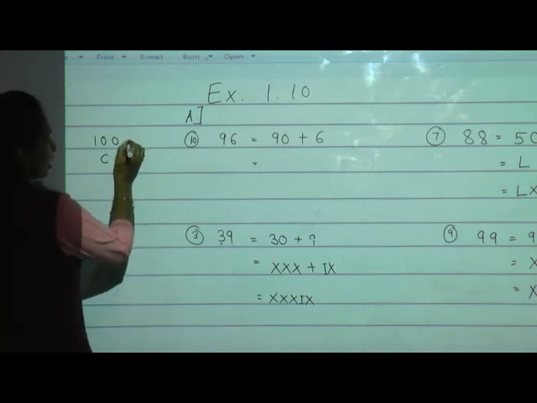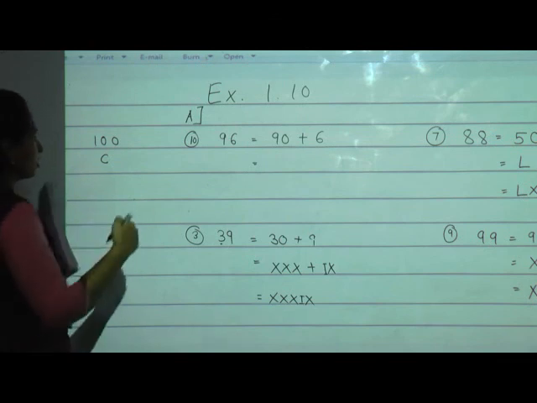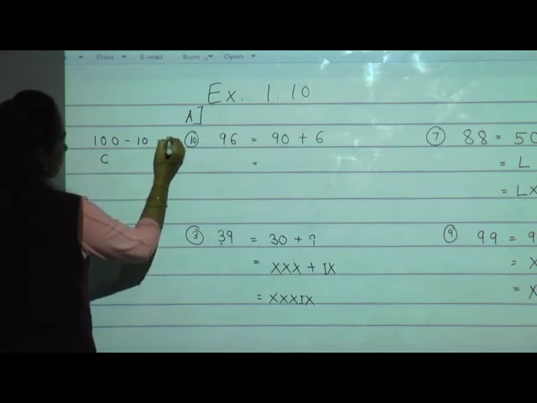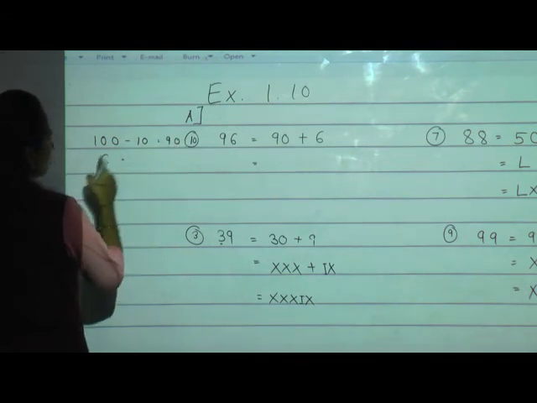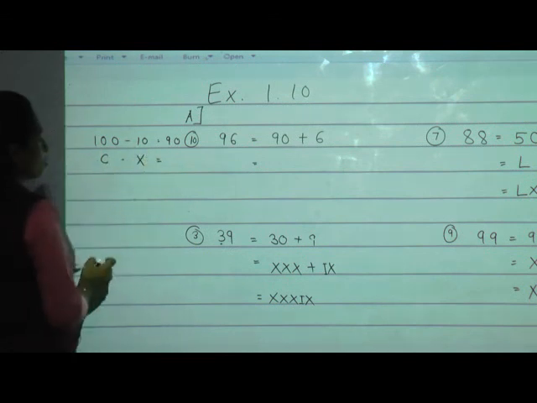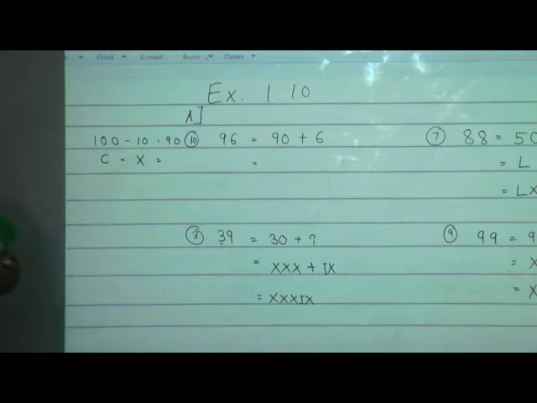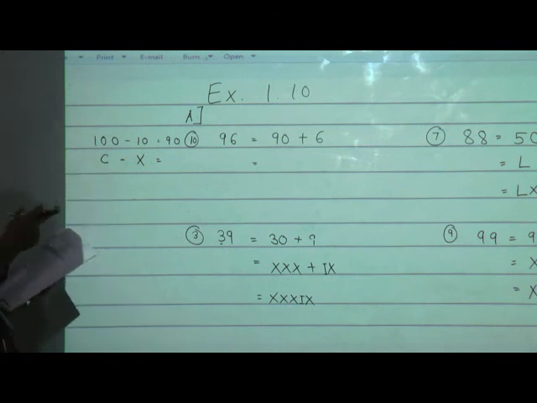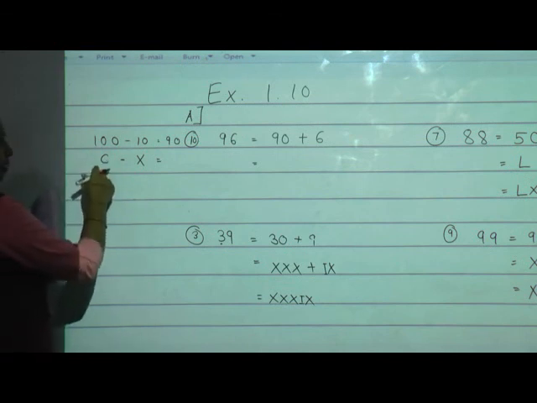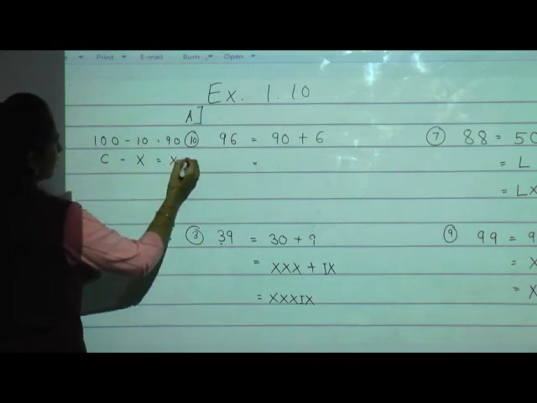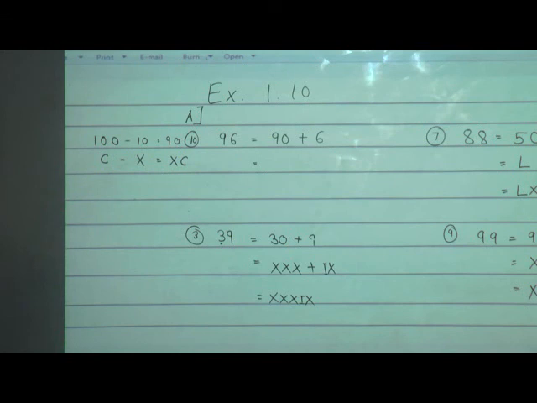So we have studied in the 4 rules that, for example, 100 minus 10 becomes 90. 100 is represented as C and 10 is represented as X. So whenever we subtract, a smaller numeral is written to the left side of the greater value. We do subtract. So how do we write this? First X and C. So this is 90.